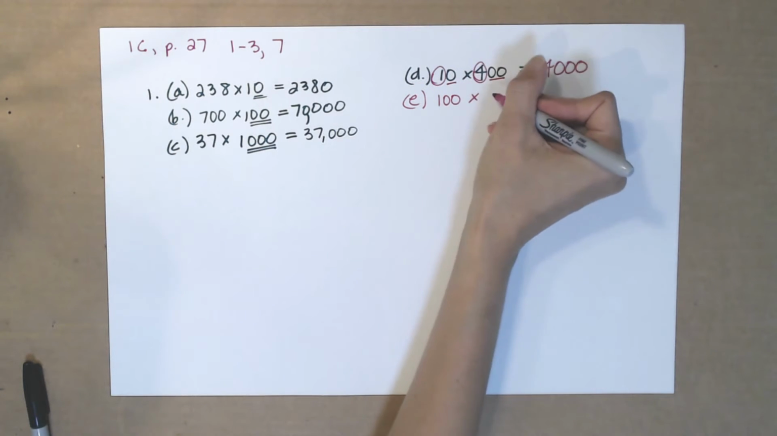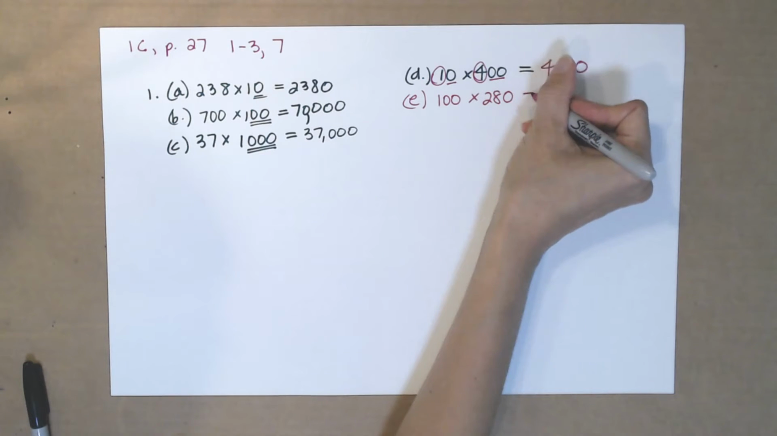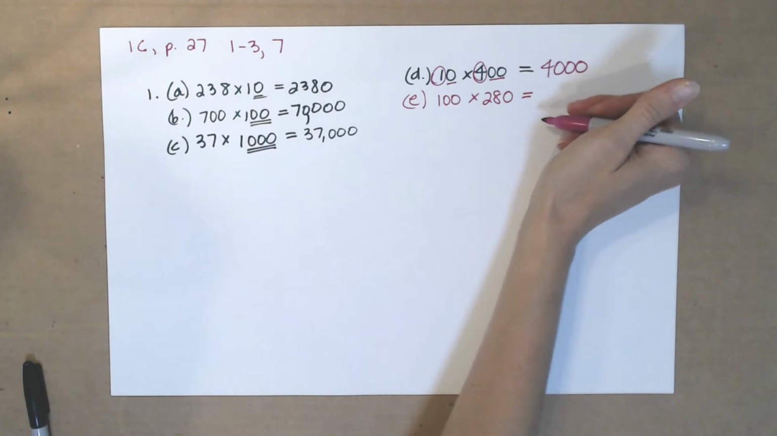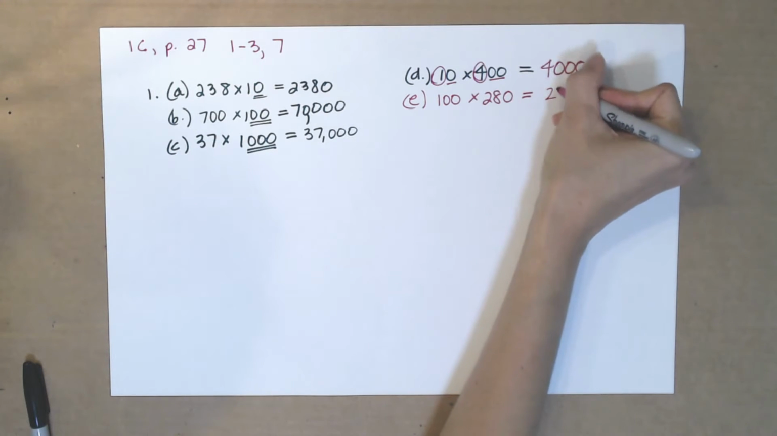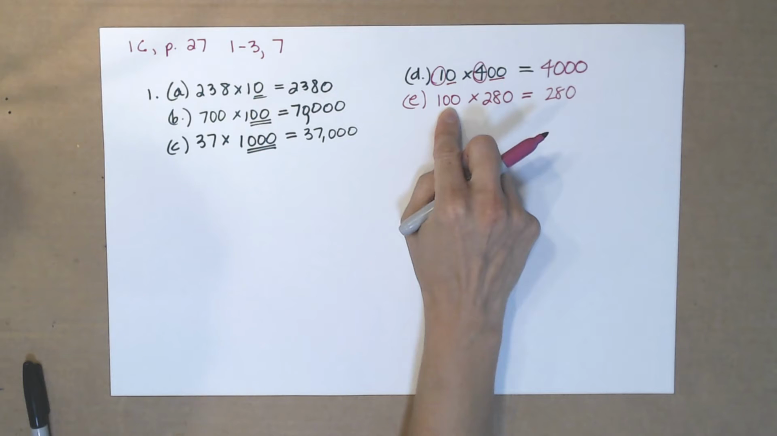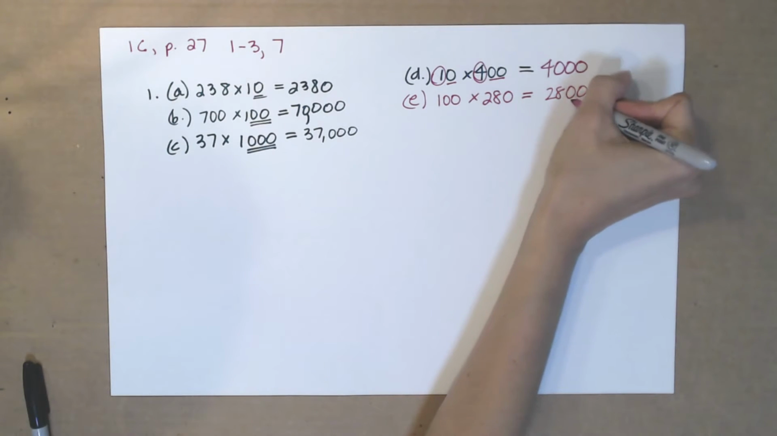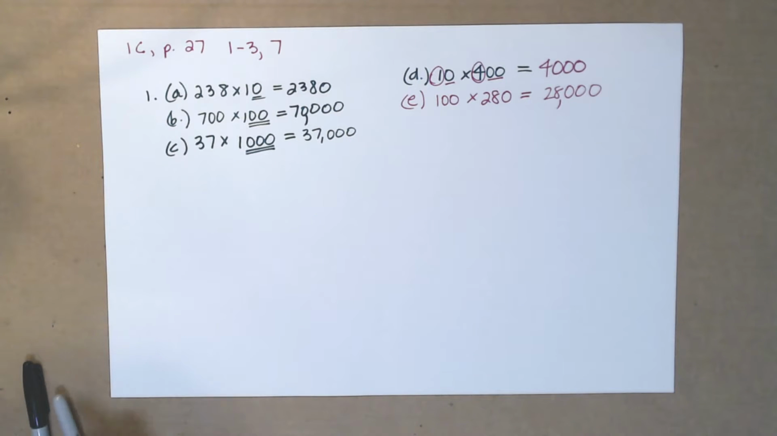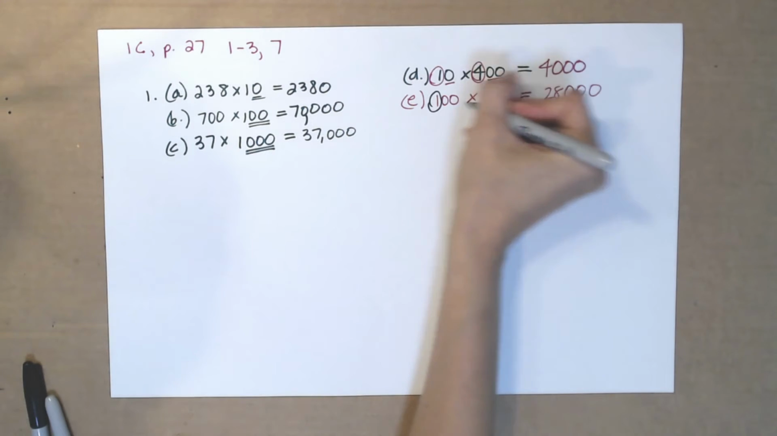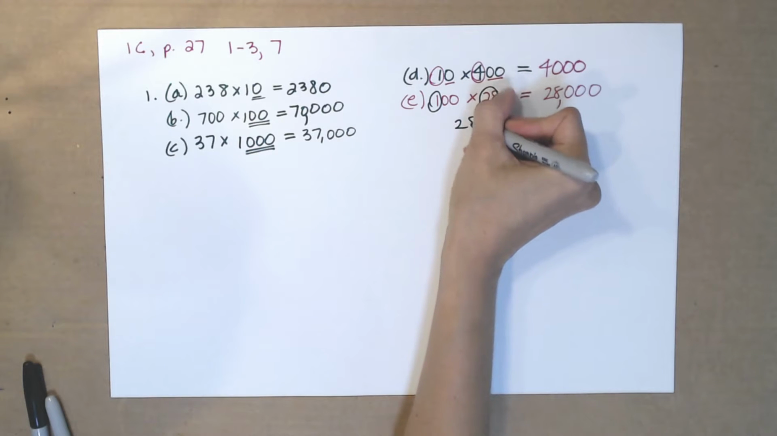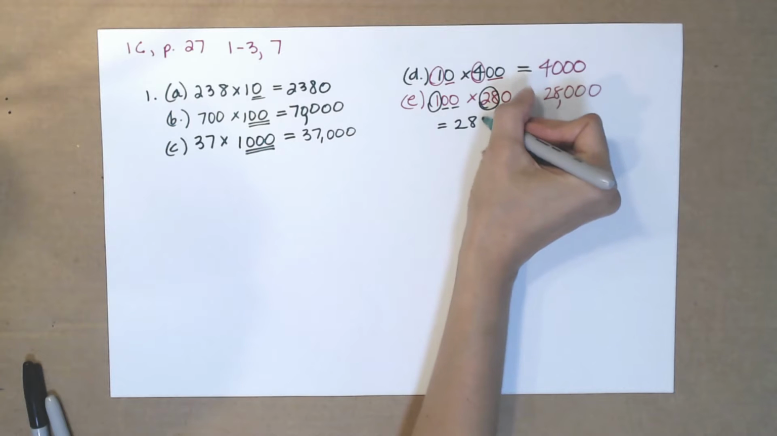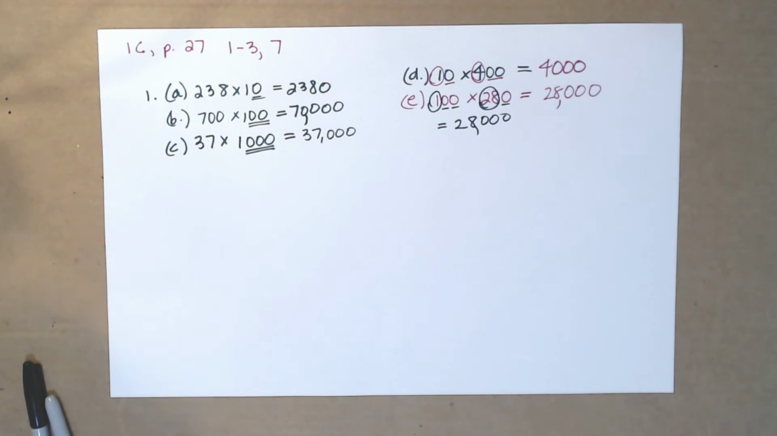100 times 280. I'm going to show you how I can think about this in two ways. I could just take this 280 and know that I'm multiplying by 100, so I add 2 zeros and I get 28,000. Or I can think about it where I'm multiplying leading digits. 1 times 28 is 28, and add trailing zeros. I have 1, 2, 3 trailing zeros, 28,000. Same answer, I'm just thinking about it a little bit differently.